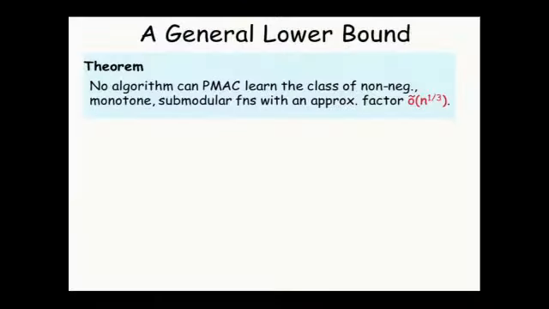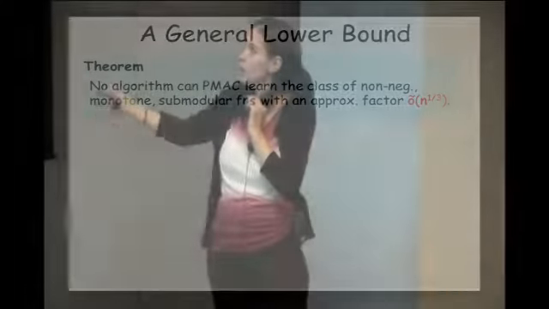All right, so let me also now talk a little bit about the most surprising result in this work. The previous one is good to know, but it's not necessarily the most surprising; in the end it's an observation. The most interesting result in this work is the lower bound. We can show that any algorithm that only uses a polynomial number of examples cannot PMAC learn the class of non-negative monotone submodular functions with an approximation factor better than n to the 1/3.